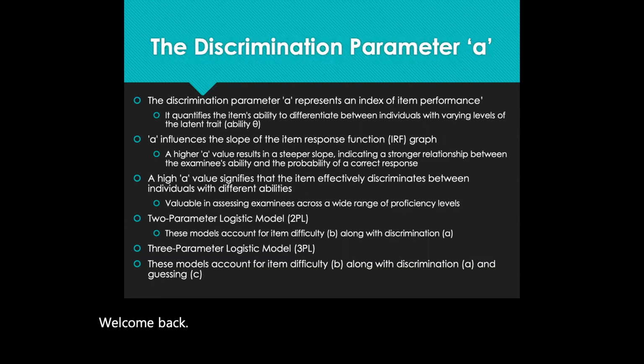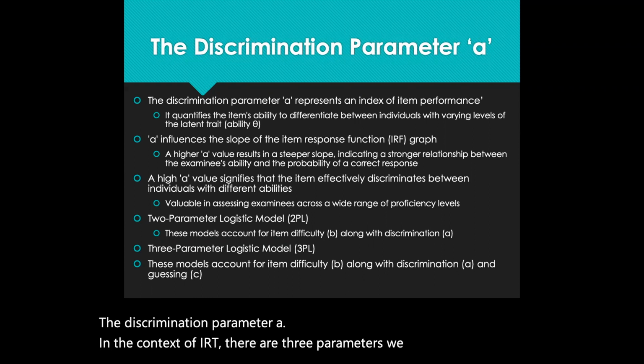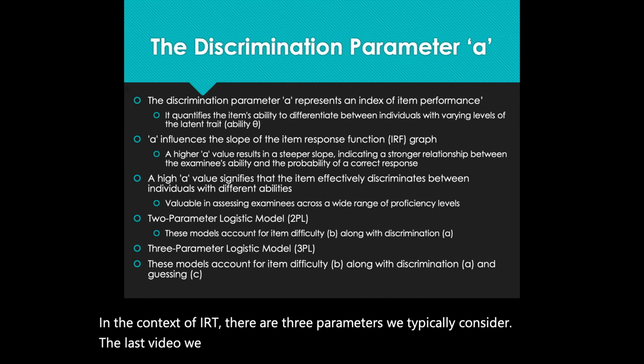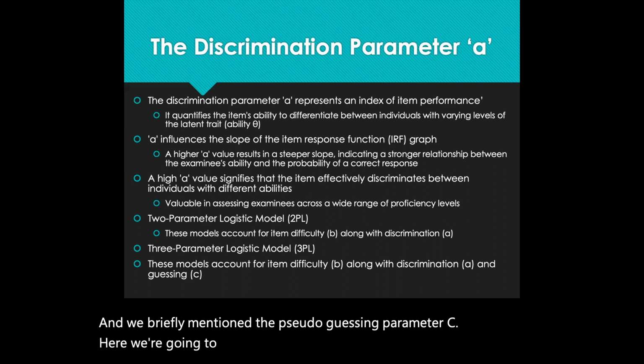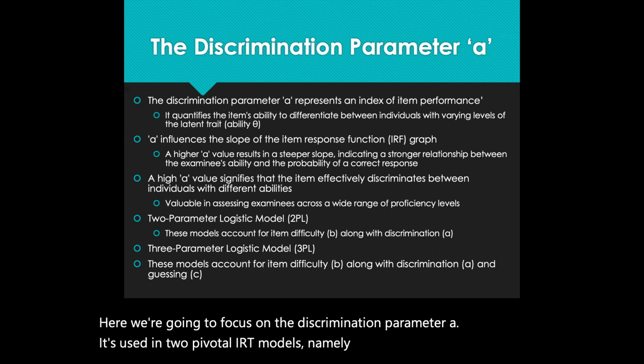Welcome back. Our focus now will be the A parameter, also known as the discrimination parameter. In the context of IRT, there are three parameters we typically consider. In the last video, we focused on the difficulty parameter B, and we briefly mentioned the pseudo-guessing parameter C. Here, we're going to focus on the discrimination parameter A. It's used in two pivotal IRT models, namely the 2PL and 3PL.